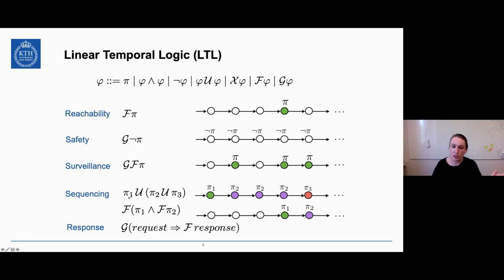You can say, I want to keep seeing pi1 until I see pi2, until I see pi3. Or I can say that I want to see pi1, and sometimes after that I want to see pi2. Or I can even specify things like request-response properties, where I say always, whenever I see a request, eventually I want to see a response.